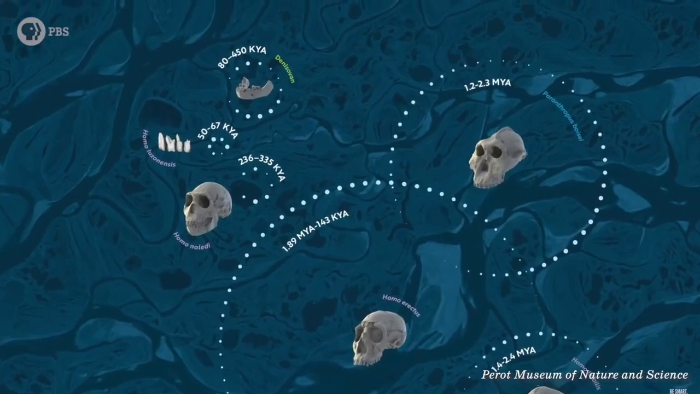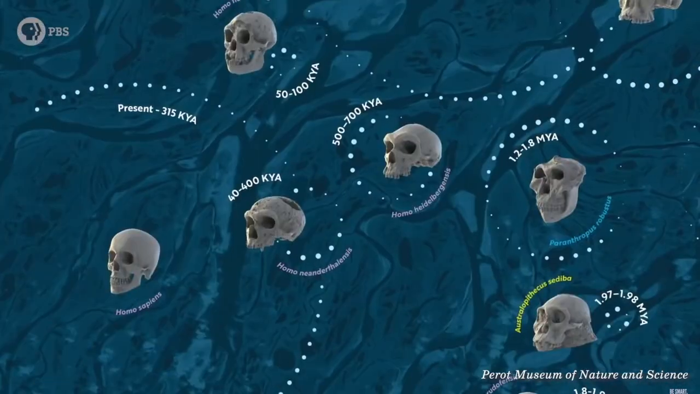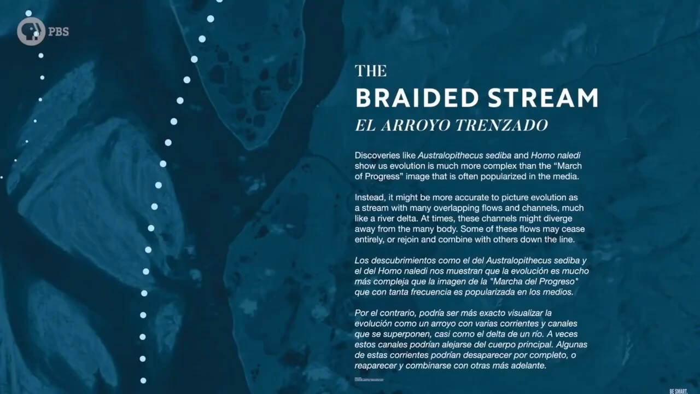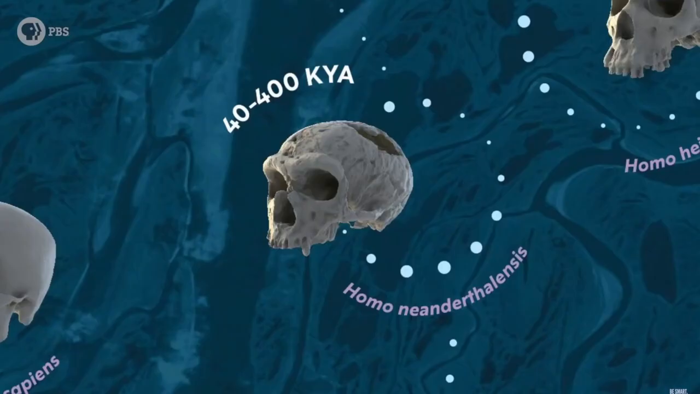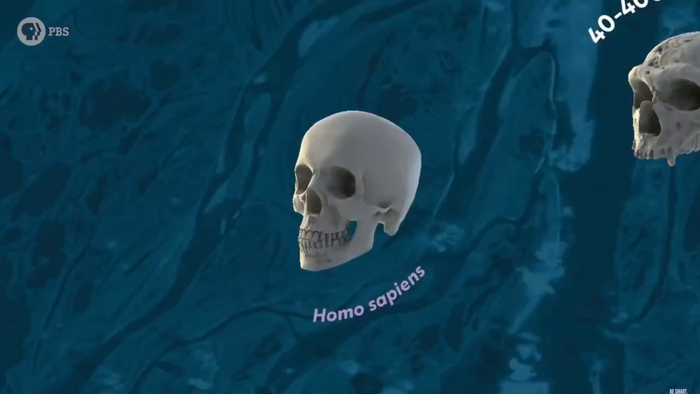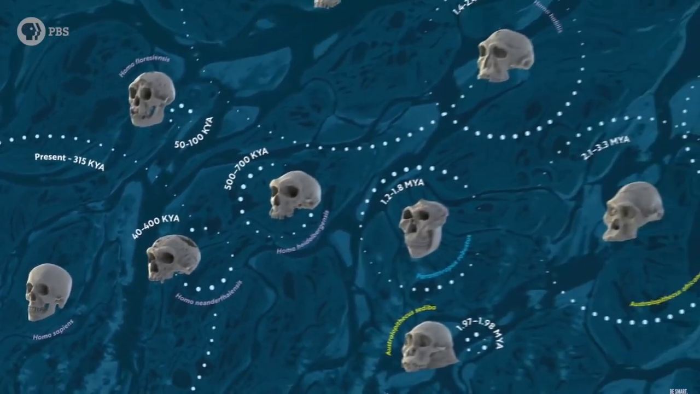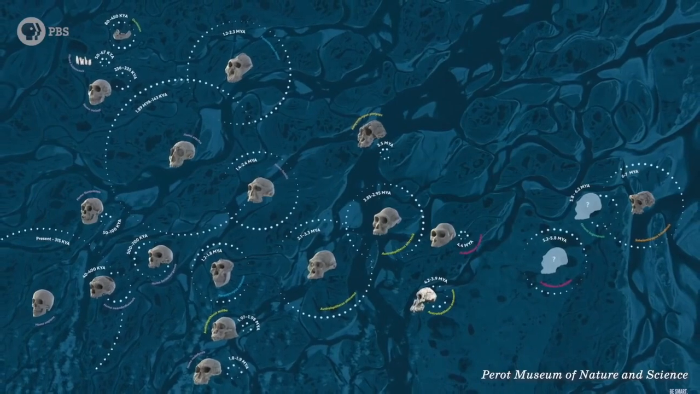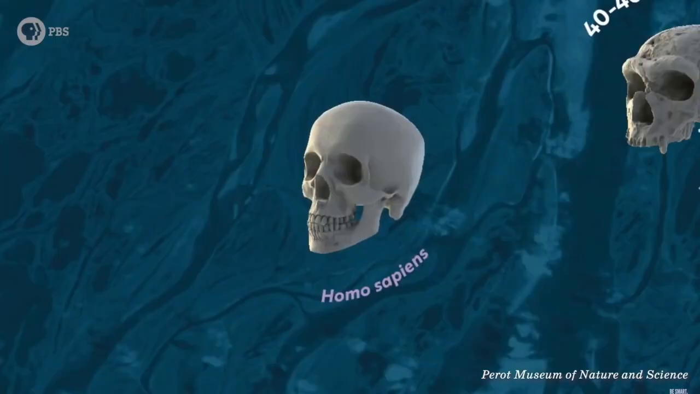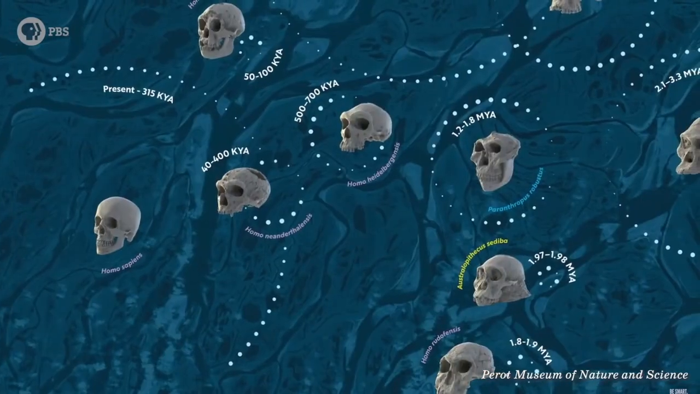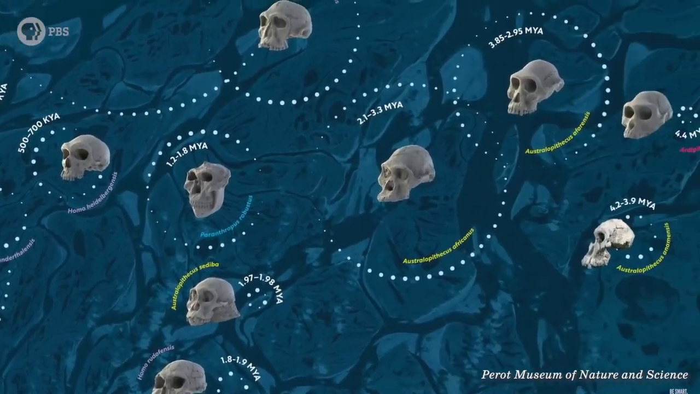So the human story of evolution and our migration is really weird, no? It's not a simple linear march of progress that was popularized by the media. It is more complex than that. It is like a braided string, no? I'd like to introduce you to the evolutionary model of the braided stream.